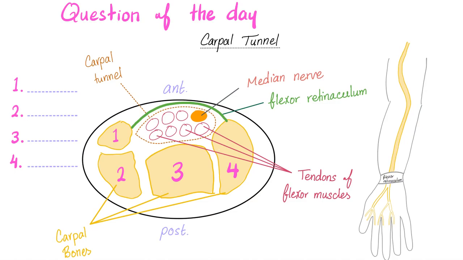First, let me answer the question of the previous video. Here is your carpal tunnel, and here are the carpal bones behind the carpal tunnel. Can you tell me what are bones number 1, 2, 3, and 4? And there you go. Number 1 is called the pisiform. 2 is the triquetrum. 3 is the lunate. And 4 is the scaphoid.